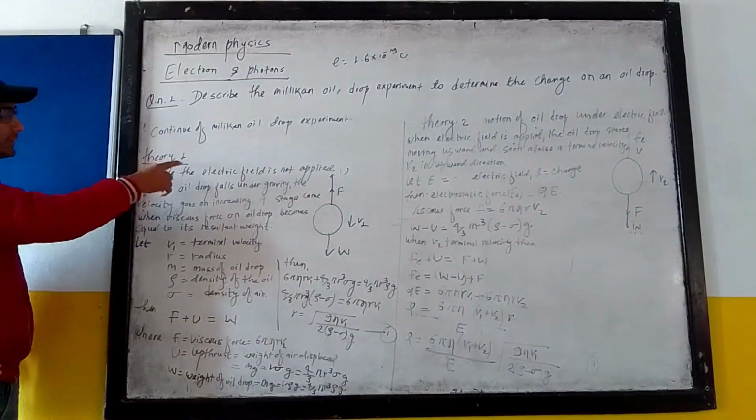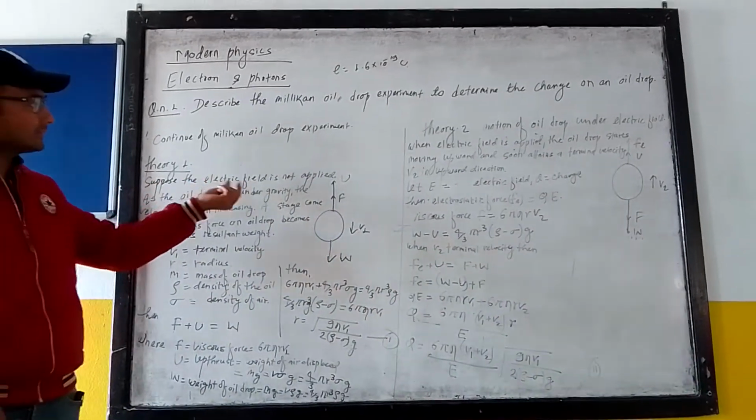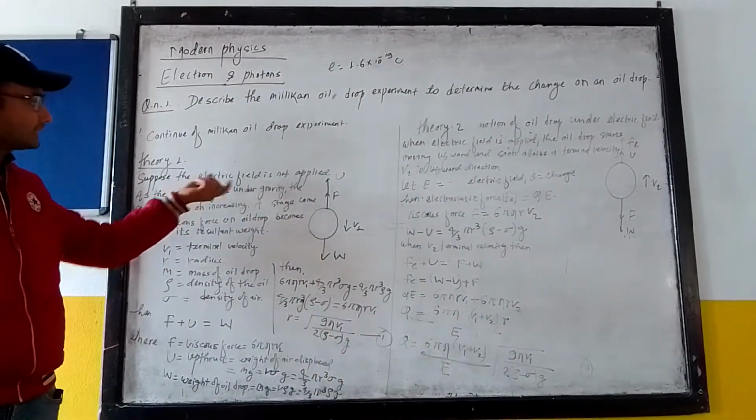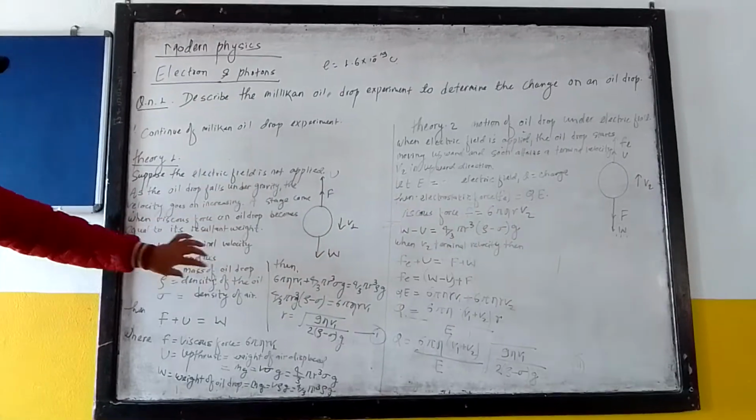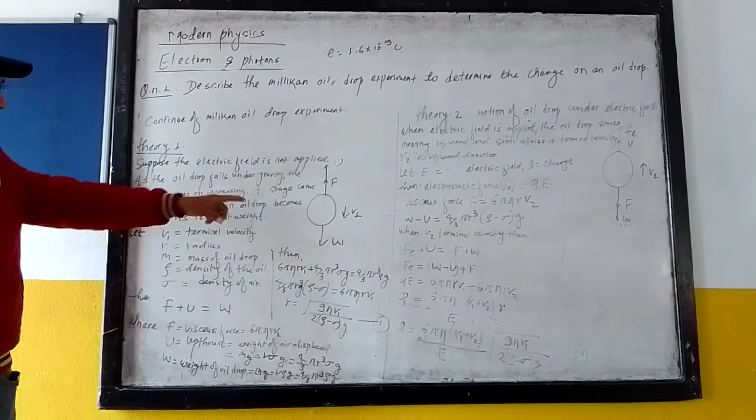Here is theory 1 and theory 2. In theory 1, I am going to discuss this whole phenomenon without the electric field. When the electric field is not given, what happens in it? We study about it. First of all, look at this figure.